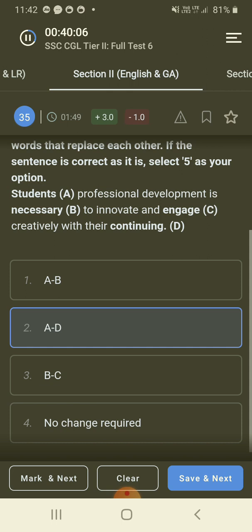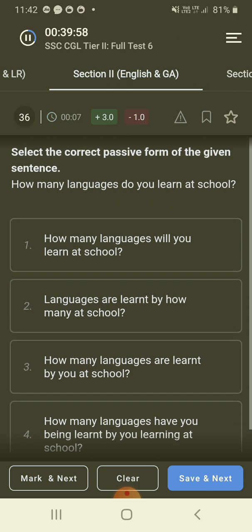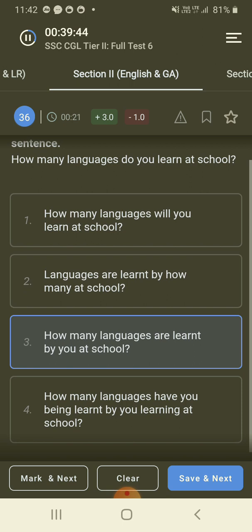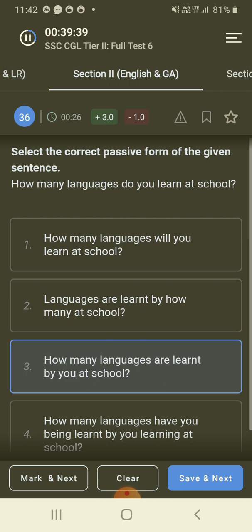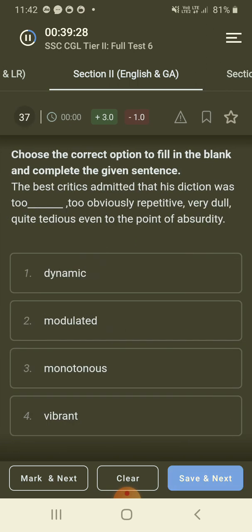Continuing professional development. How many languages do you learn at school? How many languages do you learn? How many languages you learn at school? How many languages have you learned? This are learned by you at school. How many languages do you learn at school? So how many languages have you been learned by how many at you?